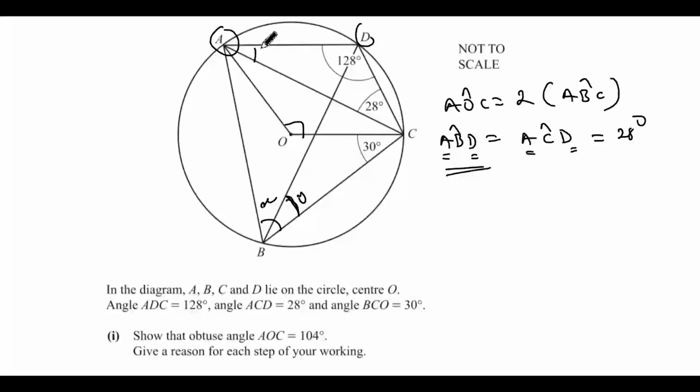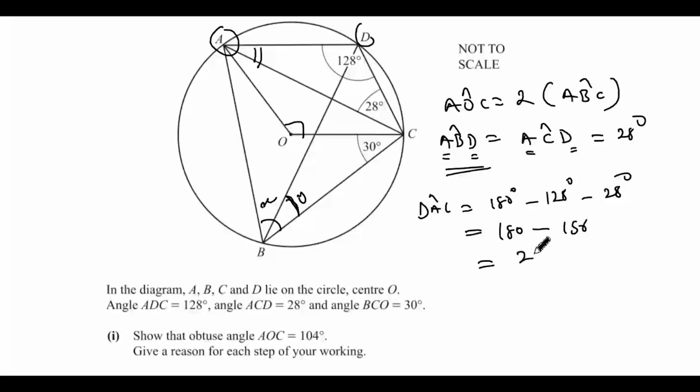So they are both equal. Okay, so that means if I get this, I can easily get this. So from there, let's find angle DAC. You can easily get it because it's an angle in this triangle, and we already know the other two angles. So DAC will be equal to 180 degrees subtract 128 degrees subtract 28 degrees. So that will be 180 subtract 156 degrees, and that will be 24 degrees.